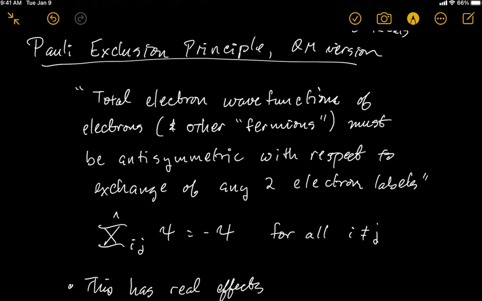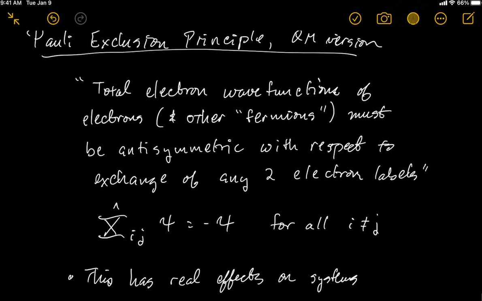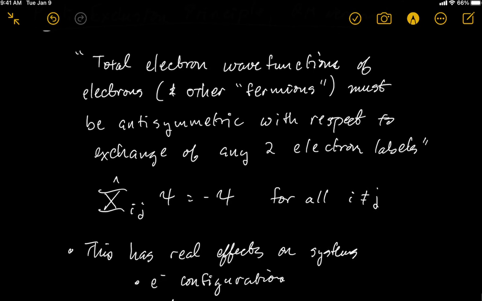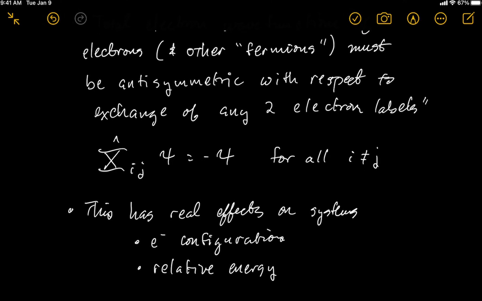So this has real effects on systems, not just sort of an accounting issue. Things like electronic configurations, what kinds of electronic configurations are allowed, relative energy of different electronic configurations, as we'll see. Particularly we'll see this in excited states. There are some really important issues regarding electronic excited states.